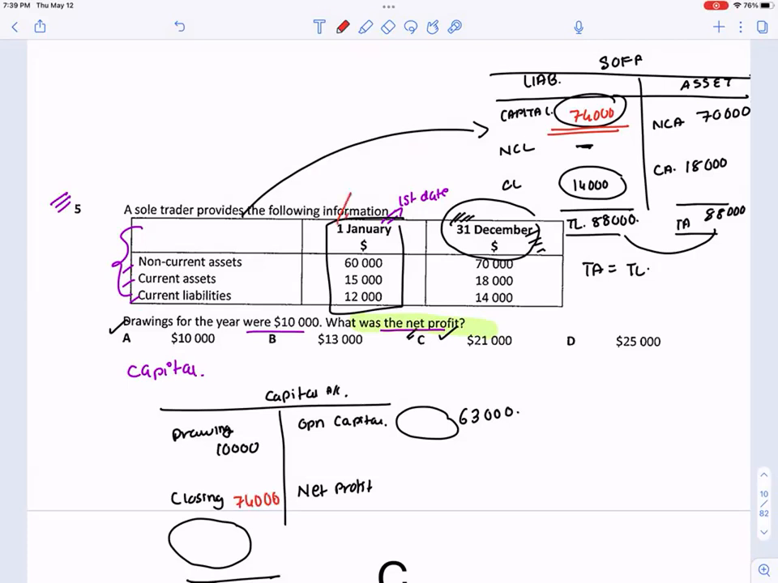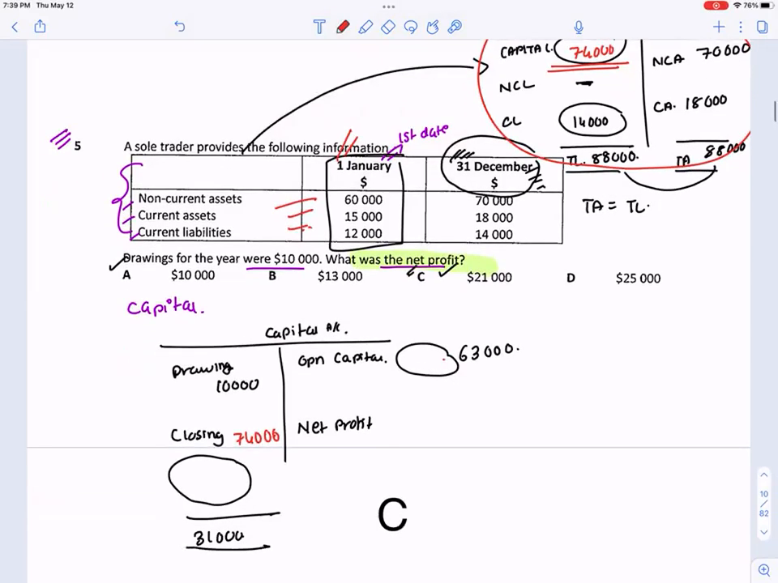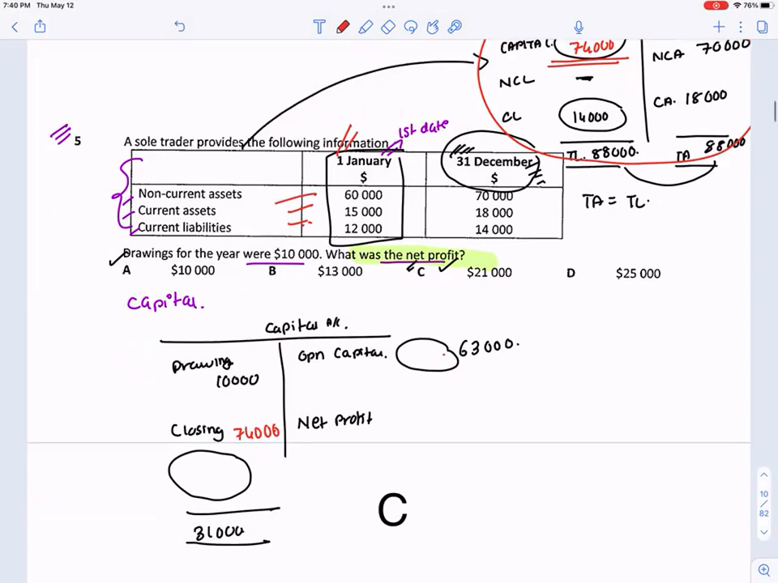Similarly, on the first date, when you prepare this simultaneously with this information, you will get opening capital. And they want the net profit. Yeah, Miss, so it's 21,000 only. I asked you the closing capital. And ma'am, in the capital account, the opening capital, how did we get that 63,000?